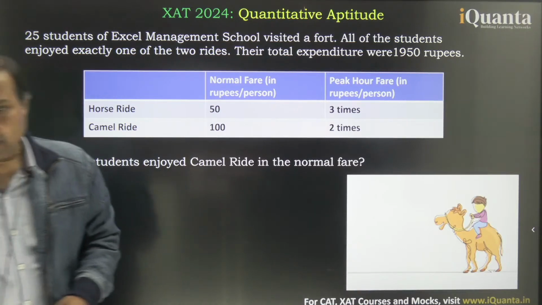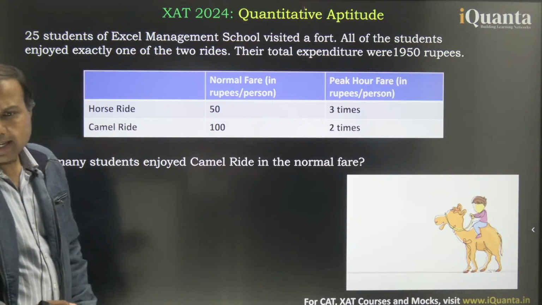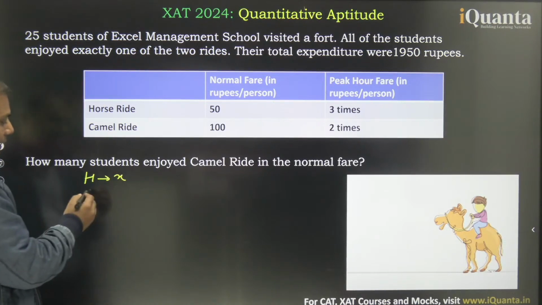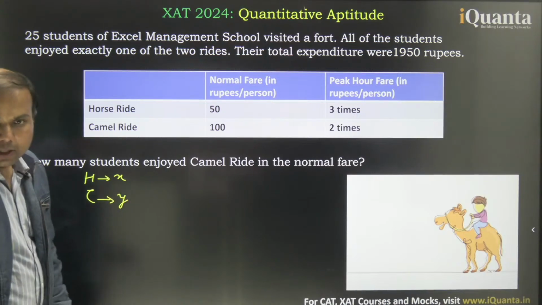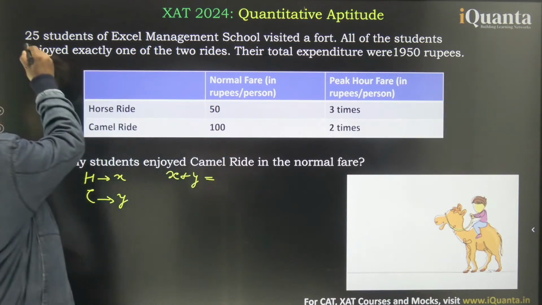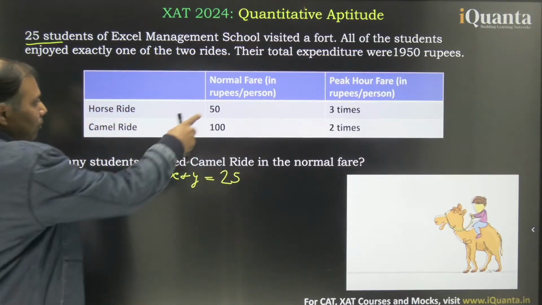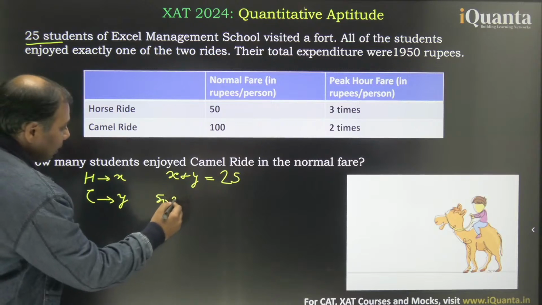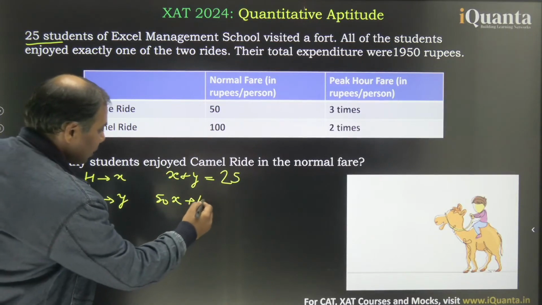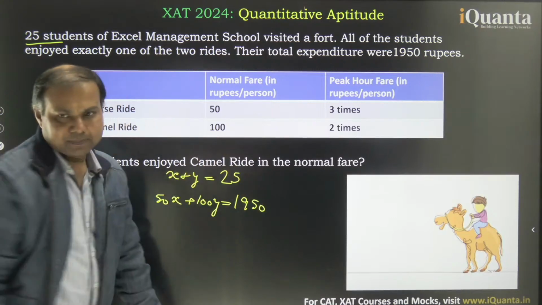Normally what would you do? By framing equations, let me solve it. So let's say the number of persons using the horse ride is X and the number of persons using the camel ride is Y. So the horse ride is taken by X persons and the camel ride by Y persons, right? So what would be the equation? We know that the total number of persons, X plus Y, is 25. And the total expenses are 1950, which is composed of 50 rupees for each of the X persons, plus 100 rupees for each of the Y persons. So this total expenditure is 1950, and now we can solve these two equations very easily, right?